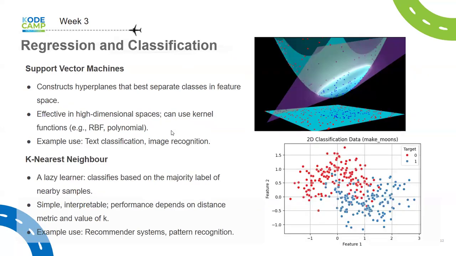For the support vector machine, that's another method that we use for regression and classification as well. So support vector machine, SVM, constructs what we call a hyperplane that is used to separate classes in feature space. Support vector machines are very, very useful in high dimensional spaces. And they have what they call kernels, or kernel functions, that are used in this. So we'll talk a bit more about it. Example use cases for SVMs are text classification and image recognition.